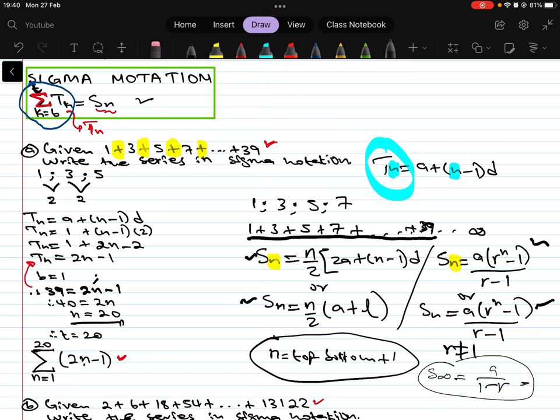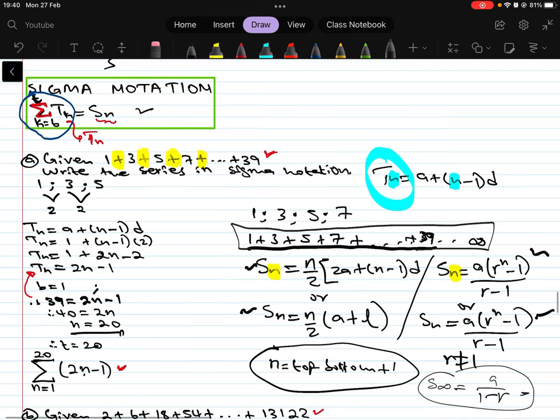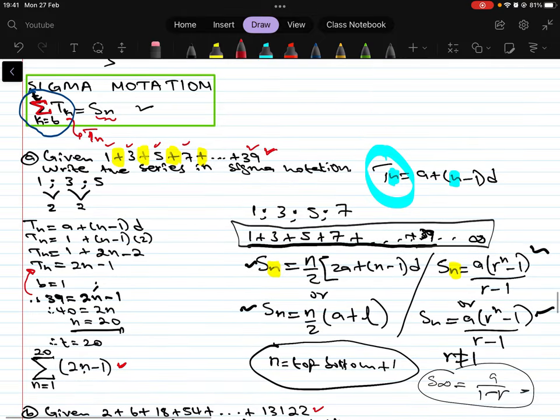Sigma notation is basically just a way of representing a series. It's a shortened way of representing the whole series. Instead of writing the numbers down like this, saying 1 plus 3 plus 5 plus 7 all the way to 39, you can represent them in a very shortened way. We're going to look at a few examples of how we can do that, because trying to write a series like this just takes forever. So we have a shortened way of doing it.